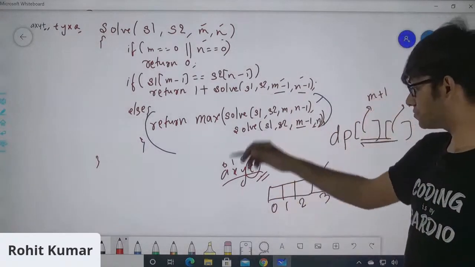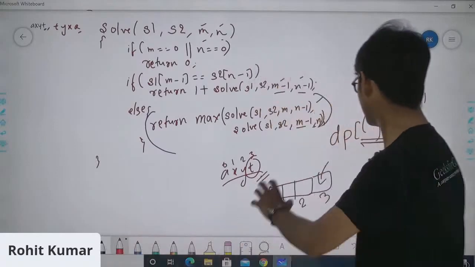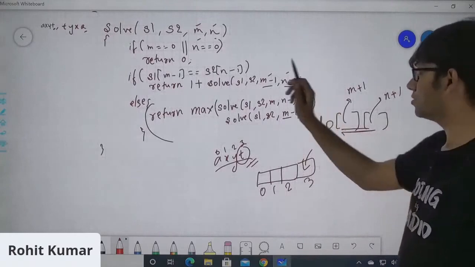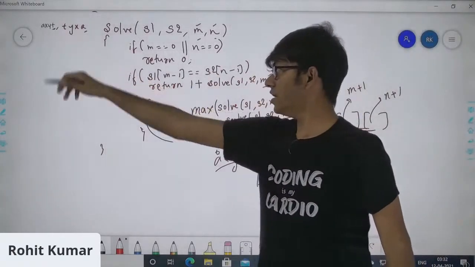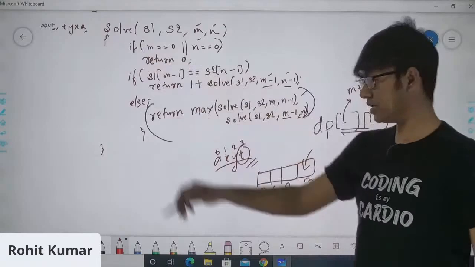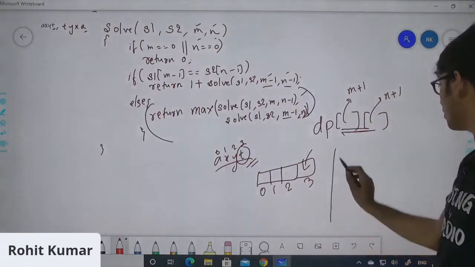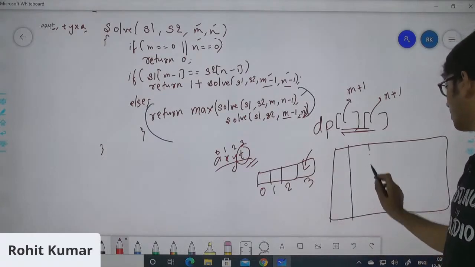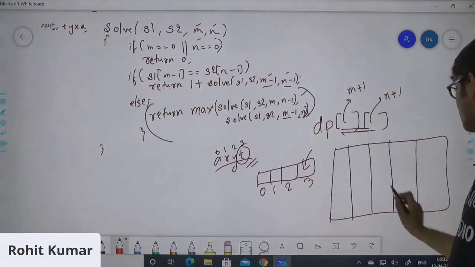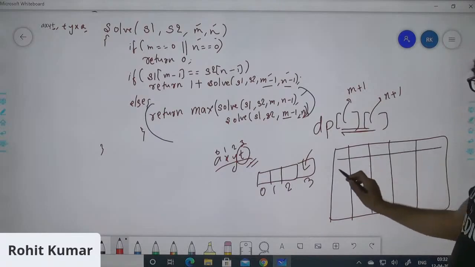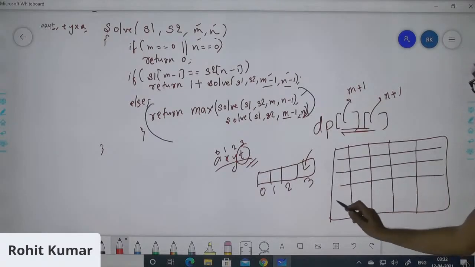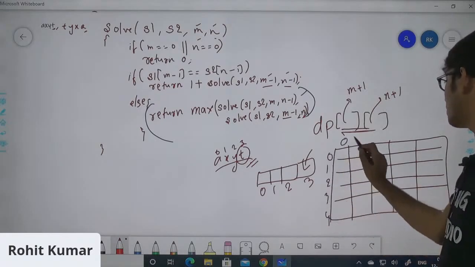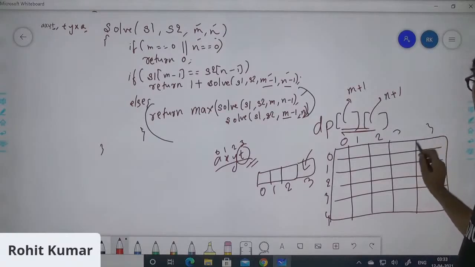Okay, so let me create some more space. Over here, n is 4, right? M is also 4, n is also 4. So what I am going to do is take a 5 cross 5 DP array. So this looks like 0, 1, 2, 3, 4. This also looks like 0, 1, 2, 3, 4.